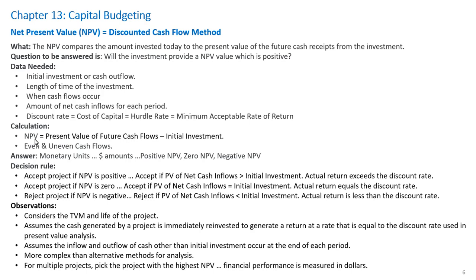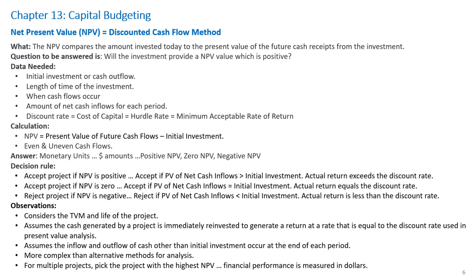The decision rule is to accept projects if the NPV is positive. A positive NPV means that the present value of the net cash inflows is greater than the initial investment. It also means that the actual returns exceed the discount rate. You'll also accept the project if the NPV is zero. In that case, the present value of the net cash flows equals the initial investment, and the actual return equals the discount rate.